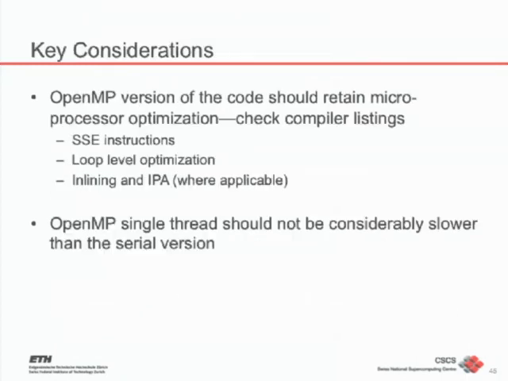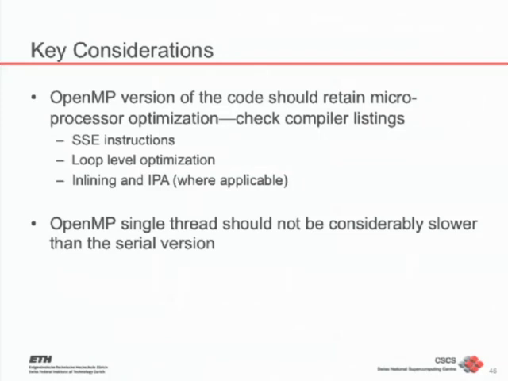Key considerations when programming these things: your OpenMP version, as I said, should try to retain those microprocessor optimizations and check those compiler listings. The SSE instructions are very important to make sure it's vectorizing. On a Cray compiler, it will have the capital V, it's vectorizing. If it does instead a capital A, it's done a pattern match. That's better, but don't expect it to pattern match too much. You want to see V's, vectorizations. The listing will tell you if it couldn't do it for some reason.